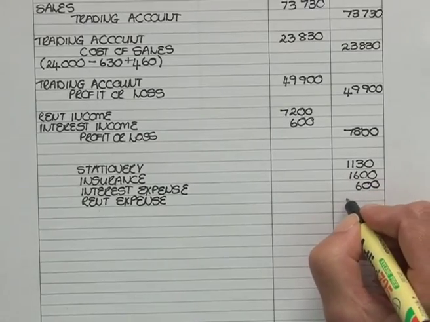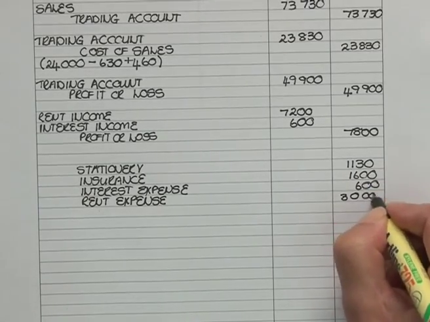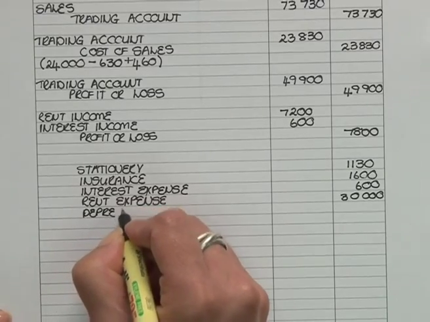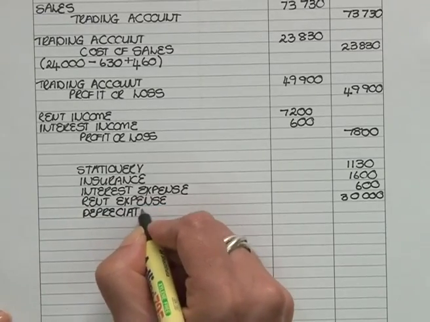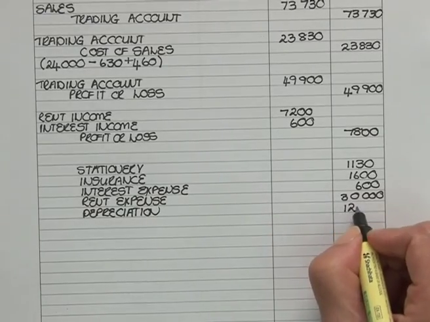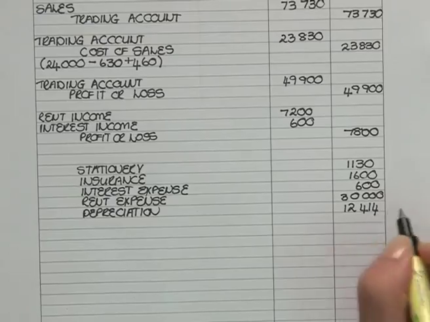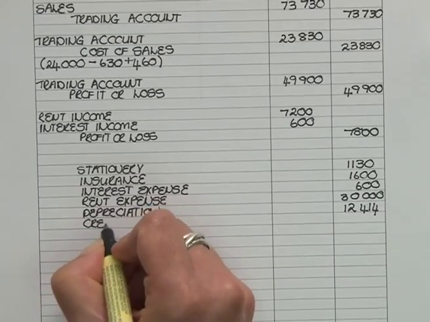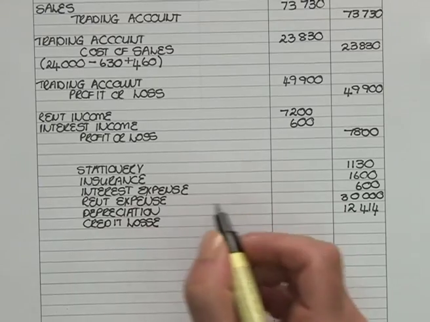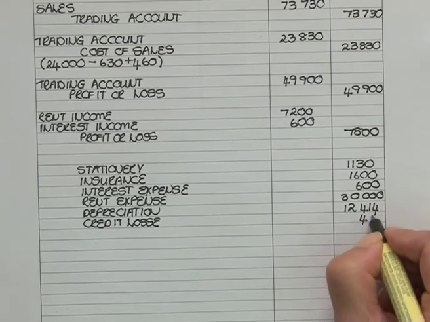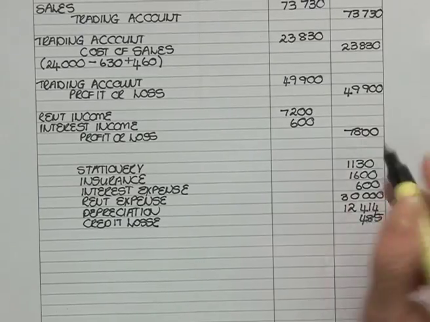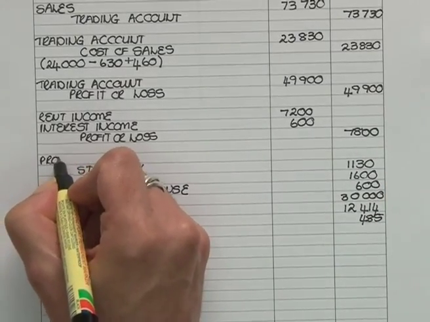The rent expense of 30,000. We have depreciation. That's the expense account linked to the negative asset for accumulated depreciation. So make sure that you use the correct amounts. And last instance, our credit losses. So all these expenses being closed off to the profit or loss account.